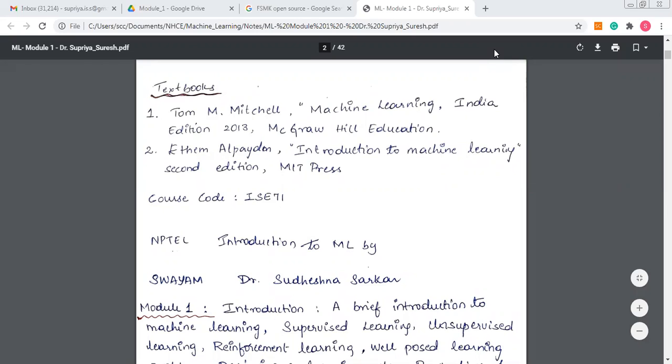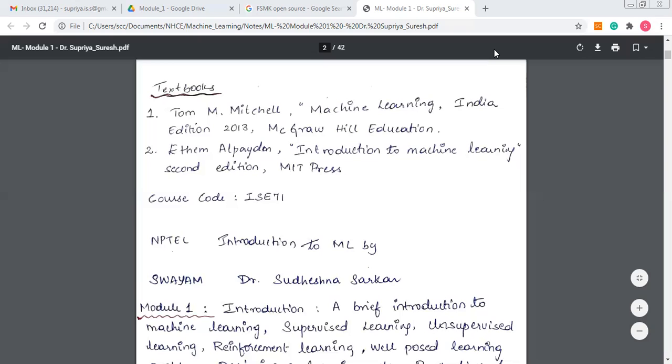To begin with machine learning, in our day-to-day activities, we do see a lot of research work going ahead with machine learning, deep learning, artificial intelligence.